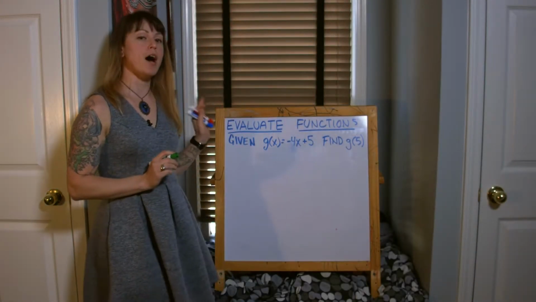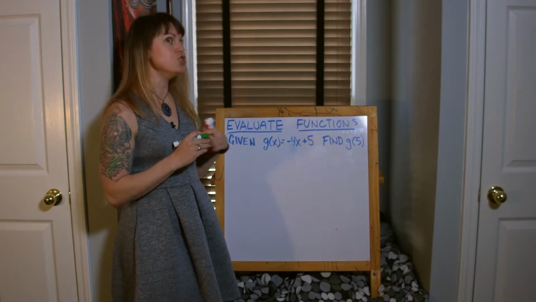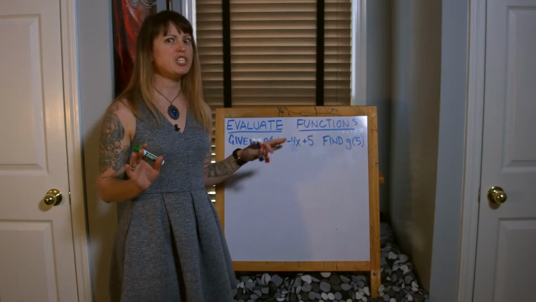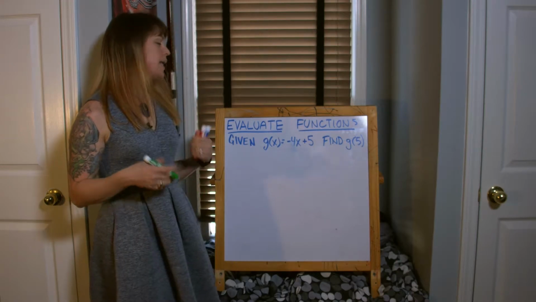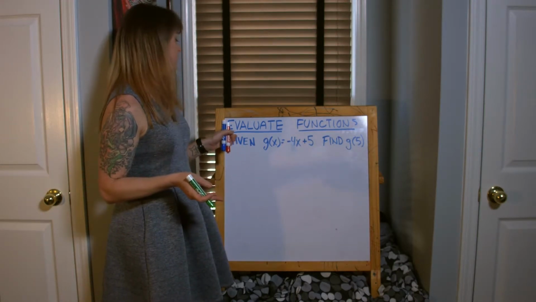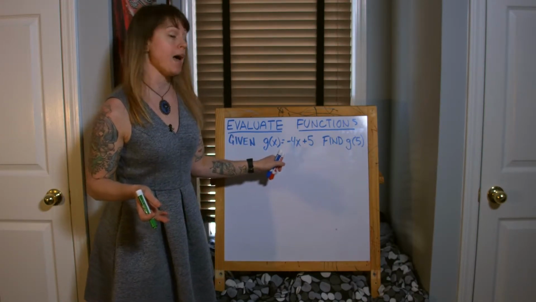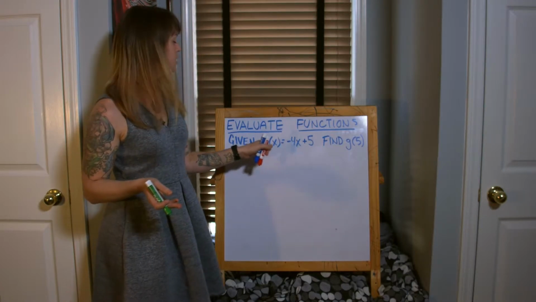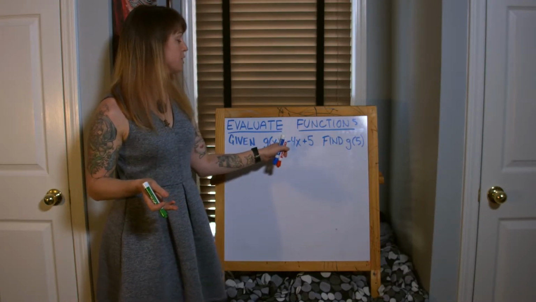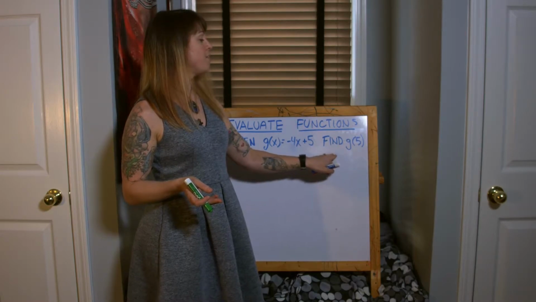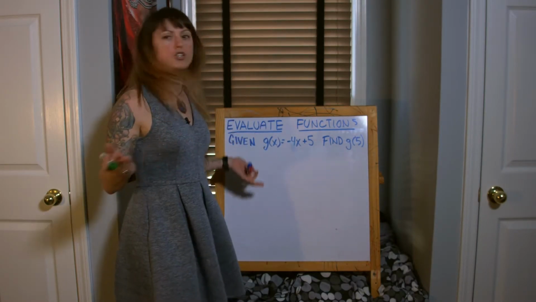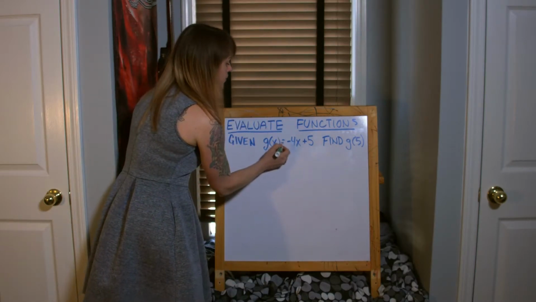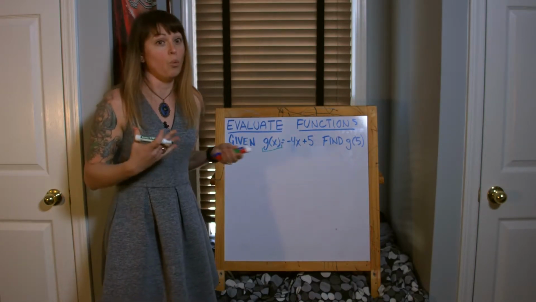Okay, so we're going to be evaluating functions, and there's nothing new to what we're about to do. It just looks kind of funny with some new math terminology. So an example problem might look like this. Given g of x equals negative 4x plus 5, find g of 5. Now that looks kind of weird. Where's y? Well, this right here is just a fancy way of saying y equals.